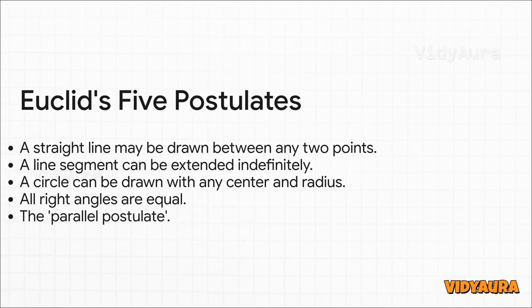And here are his 5 famous postulates, the specific starting rules for geometry. The first 4 are super intuitive. 1. You can draw a straight line between any 2 points. Check. 2. You can extend any line segment as far as you want. Got it. 3. You can draw a circle with any center and any radius. Easy enough. And 4. All right angles are equal to each other.